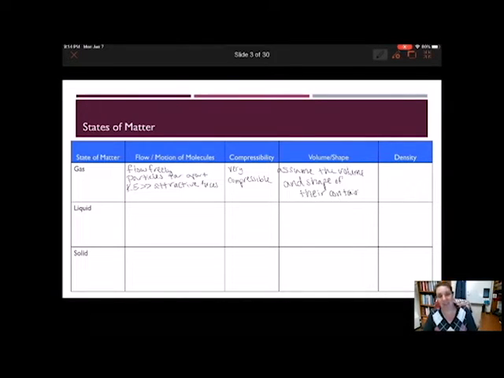Again, since these particles are so far apart, if we think about density, density is mass over volume. So the greater your mass in a particular volume, the greater your density. In the case of a gas, since our particles are so far apart, we have very little mass in a given volume, so our density is very low.